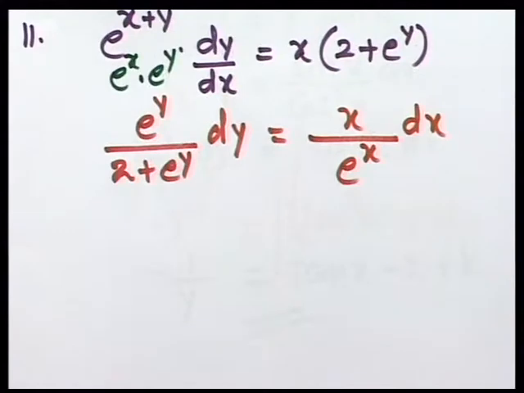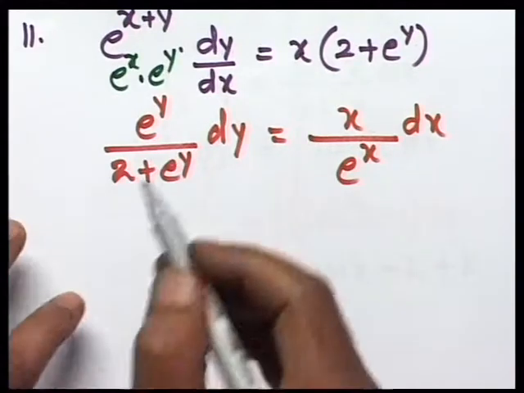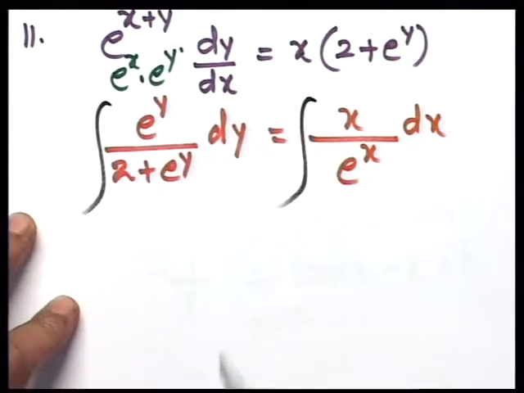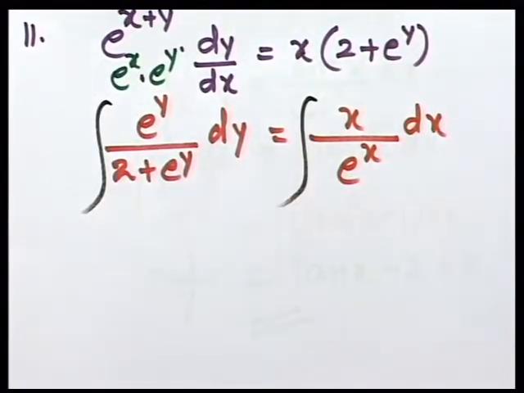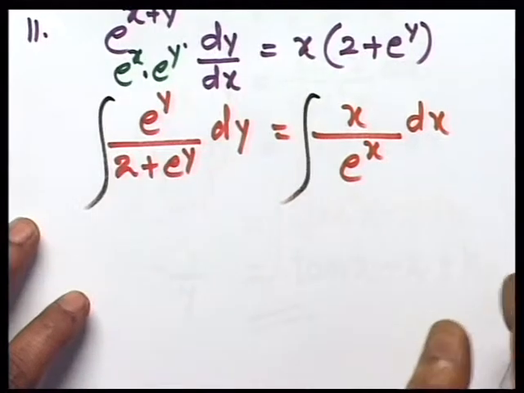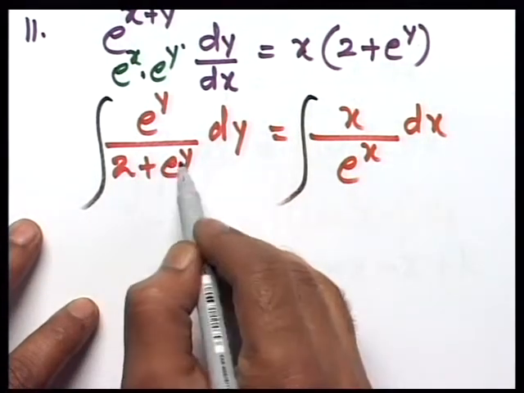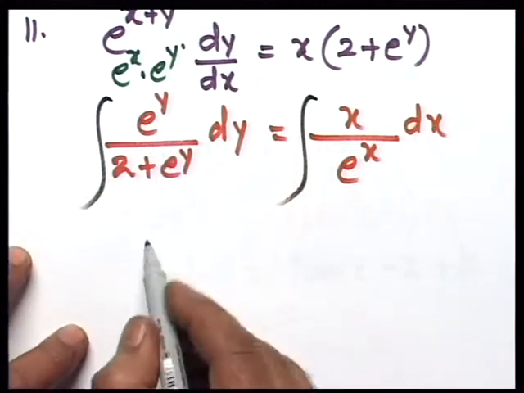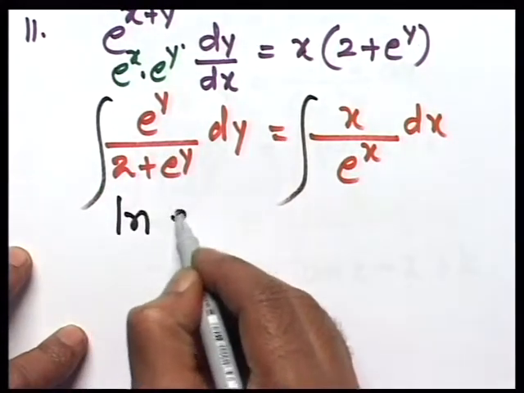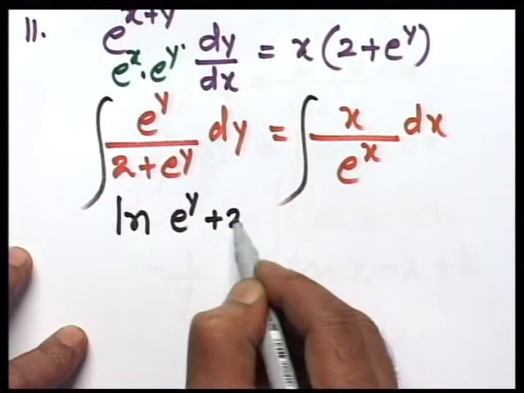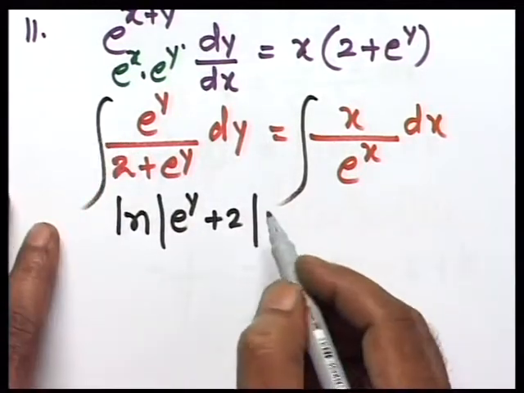Separation is done. Now we will be able to integrate them. So it's the integration on both sides there. This is guessing style again, right? If you differentiate the denominator, you get the numerator. So it's actually natural log of e to the power y plus 2 is the answer for that, right?